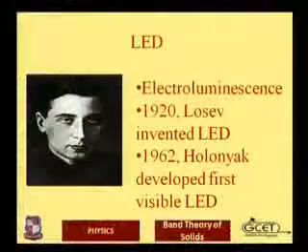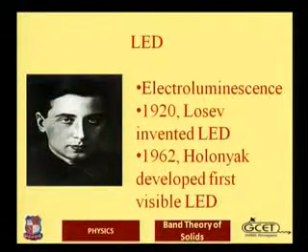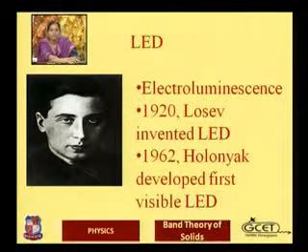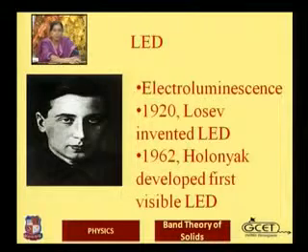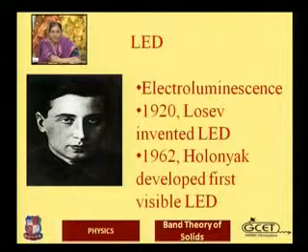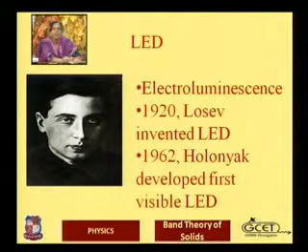Now we will move to the next device, which is LED, light emitting diode. Now what is an LED? The basic principle is electroluminescence. Electroluminescence is the principle which says that when electron and hole pairs are recombined, there will be an emission of energy, and if that energy is in the form of light energy, then there will be a light photon which is emitted, and it is called electroluminescence.